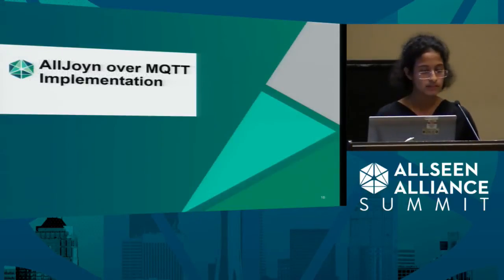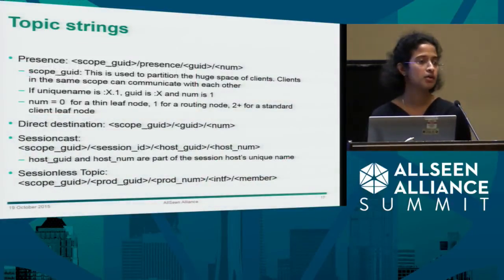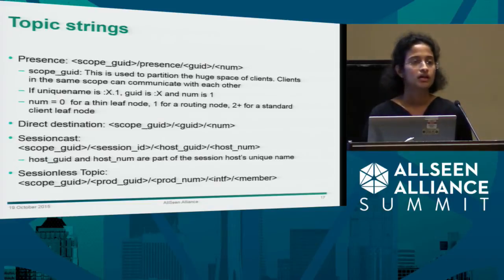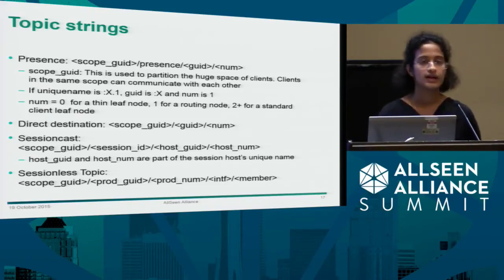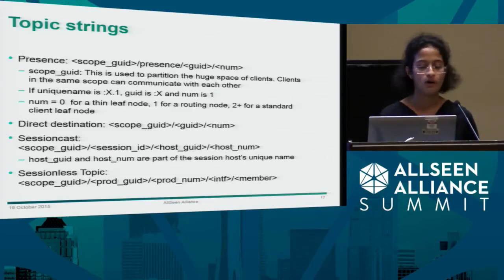So let's look at some implementation details. Before we go ahead, I wanted to talk about a couple of terms. One is the scope GUID. Now let's say we have an interconnect of about 10,000 nodes. Not all of them would be interested in talking to every other node. So the scope GUID is used to filter out that communication. As we see here, the scope GUID is at the starting of all the topic strings.